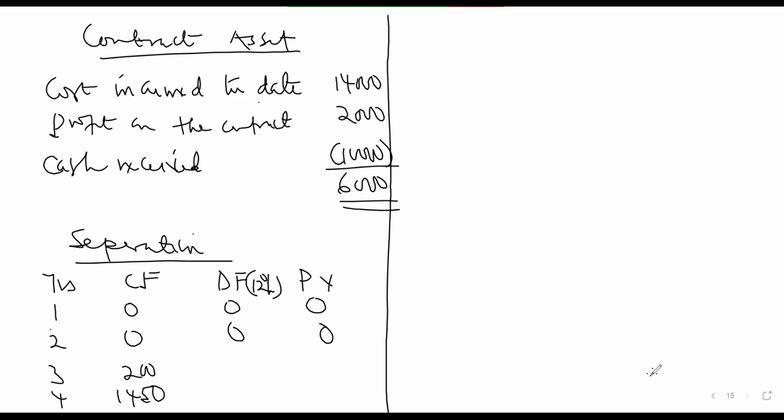Let's now look at the discount factor for each of them. What is the discount factor for the third year? 12%. 0.712. Okay. The fourth year is what? 0.636. Someone should be confirming the discount factor.